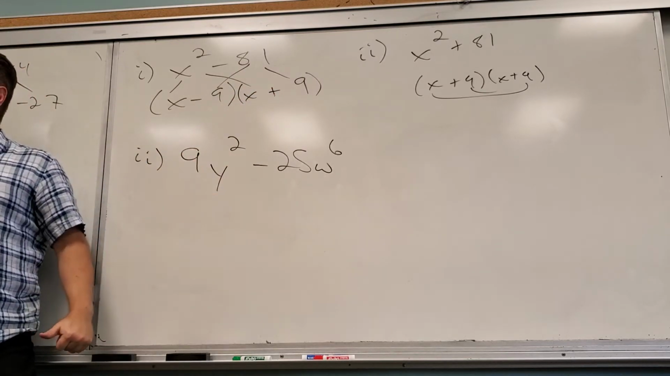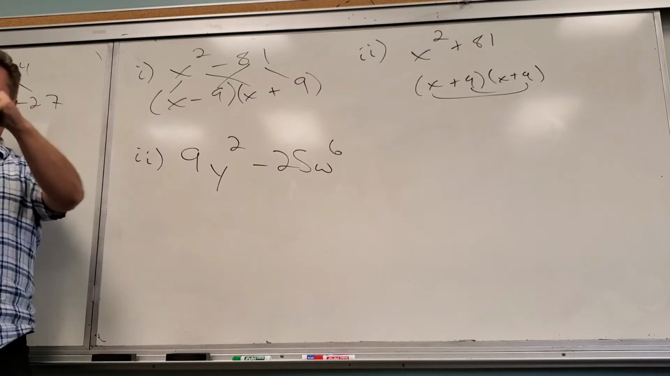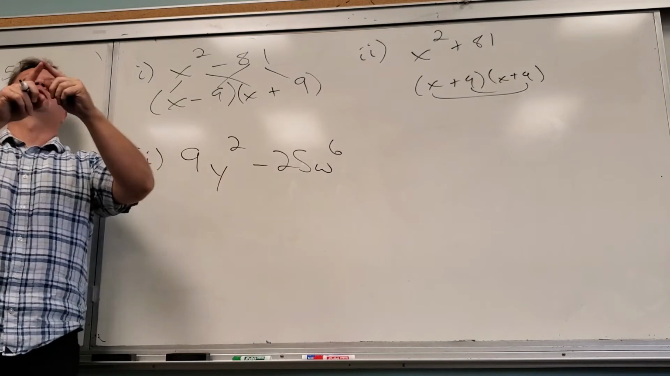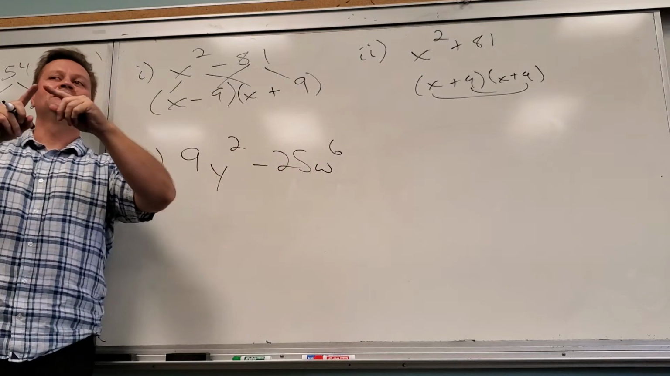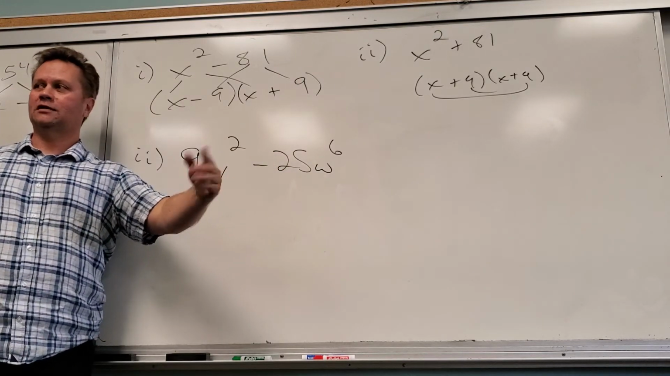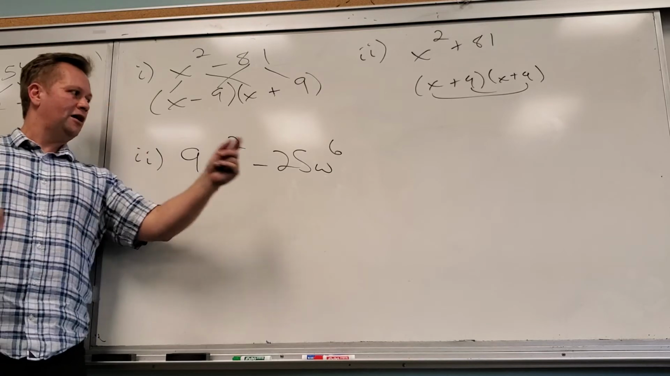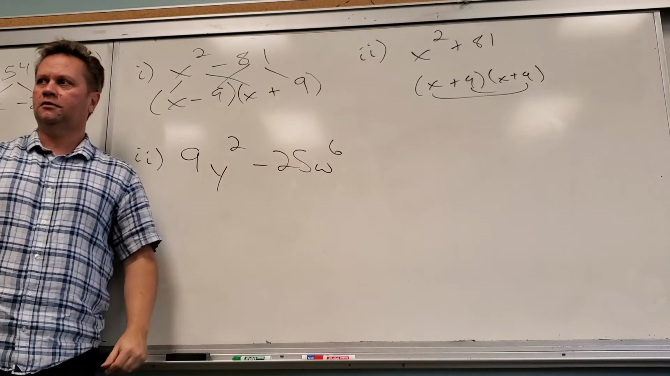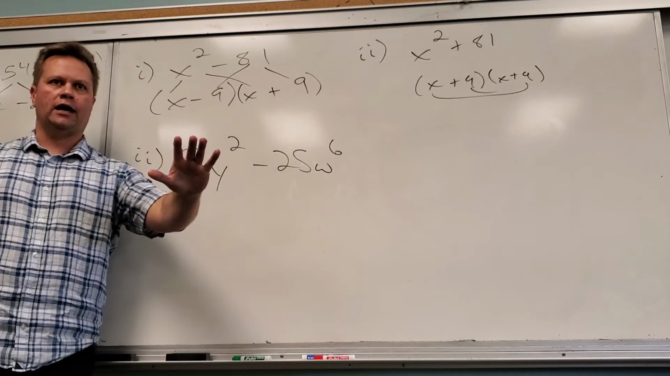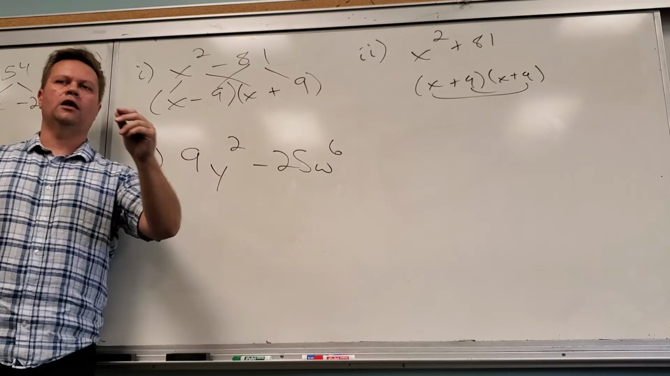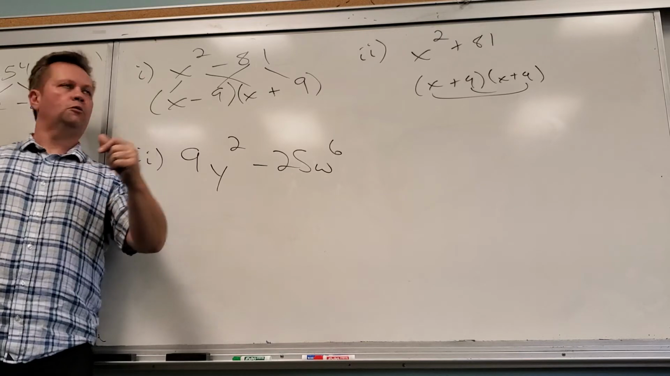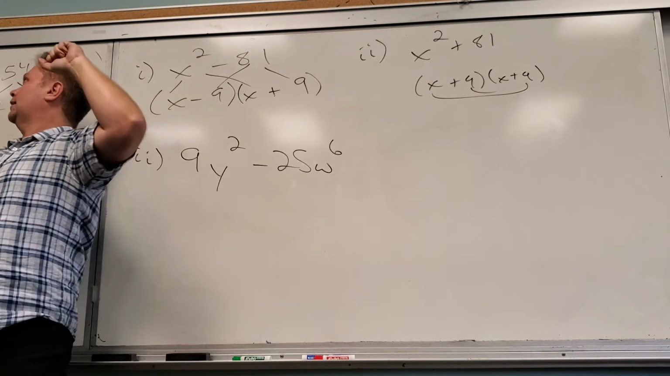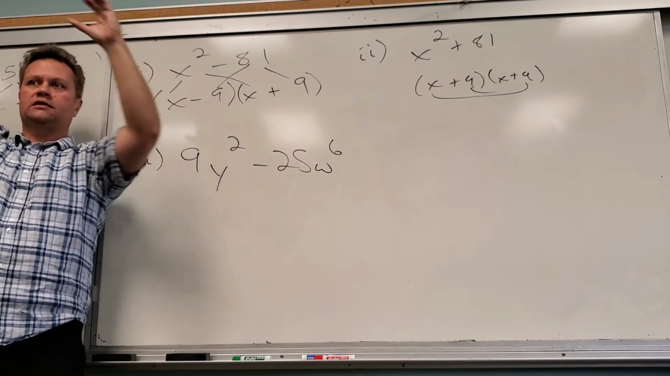What's 9? 3, 3. What's y squared? Y, y. What's 25? 5, 5. What's w to the 6th? w cubed, w cubed. Doesn't that make 6 w's? Yeah. So as long as the numbers are squares and the exponents are even, I can cut everybody in half, right? Now stay with me. So we're basically applying the same idea. I built this looking at it like one of these problems with a 0 in the middle.